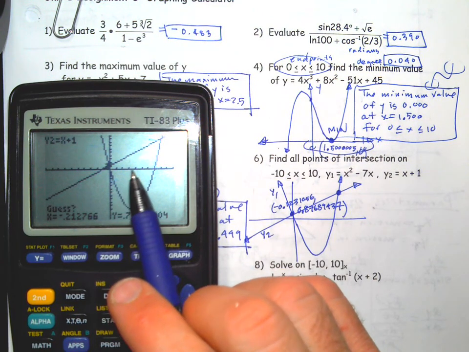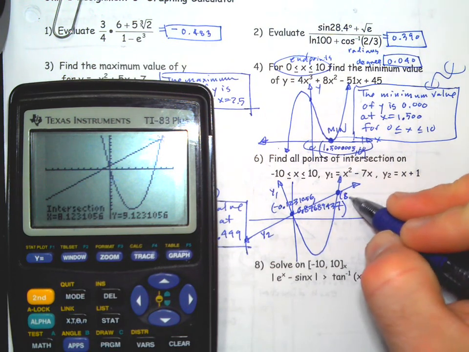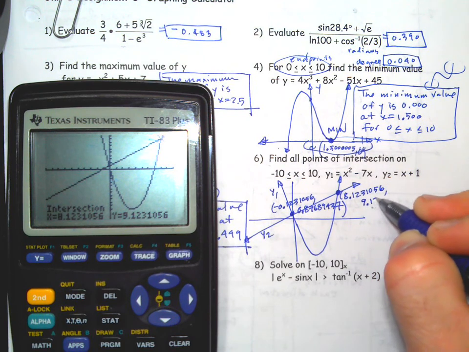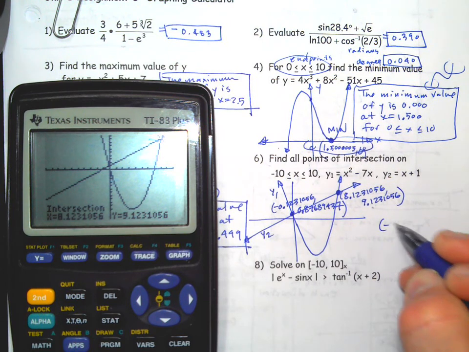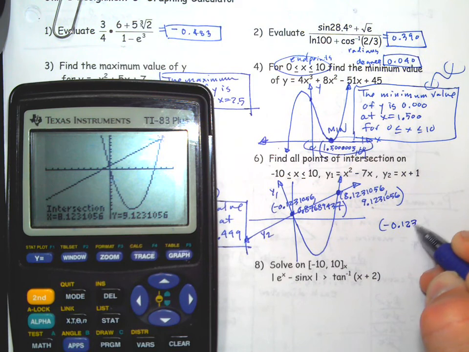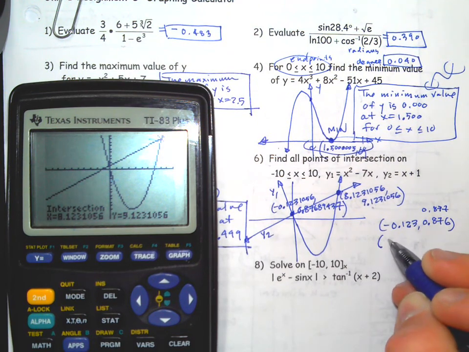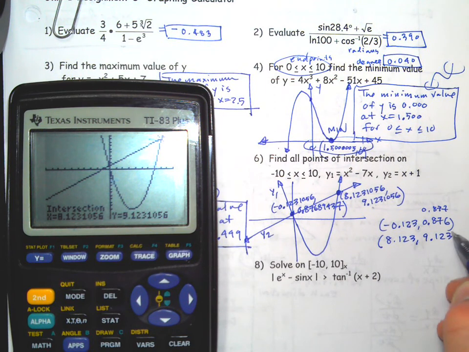Guess 8. 8.123156, comma 9.123156. So the points of intersection in ordered pairs: negative 0.123, comma 0.876 or 0.877. And the other point was 8.123, comma 9.123. Round or truncate comes out the same. So that's truncated. This would be the only difference if you rounded it. There you go.